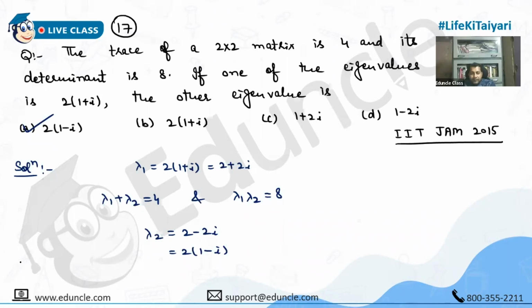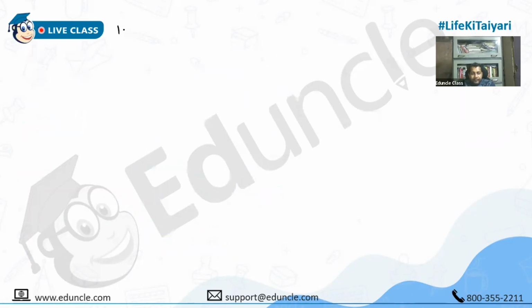Otherwise, there is no need, because by adding these, we are not going to get 4. Na? By adding these, we are not going to get 4. And again, so only this option is correct, na? By which we are getting the sum. No need to check this. Only by finding the sum you can get the answer.